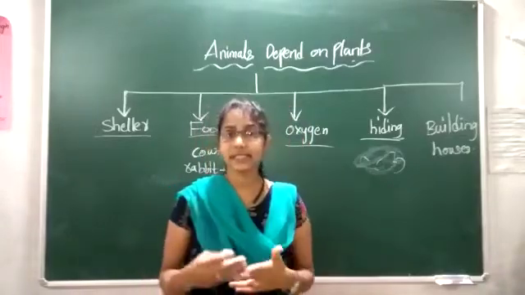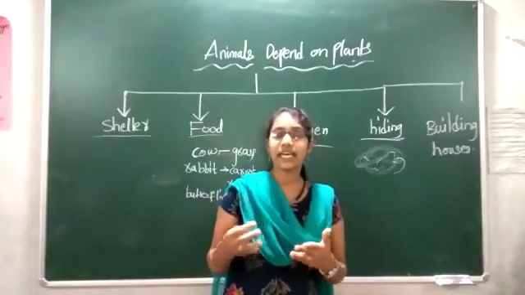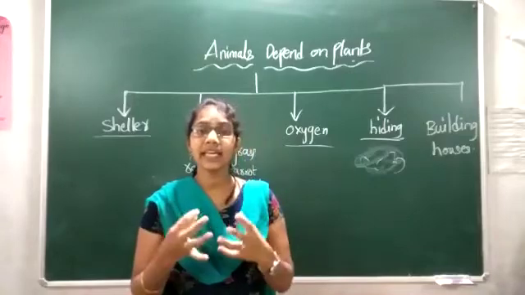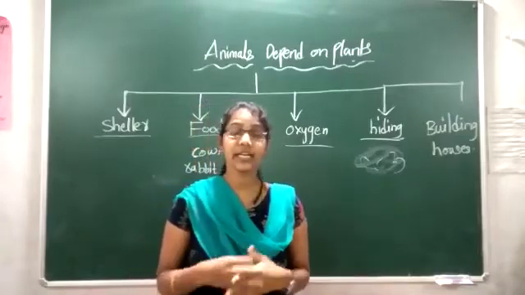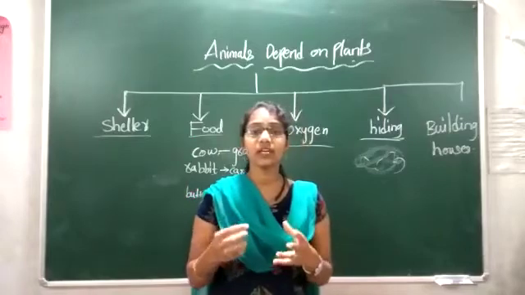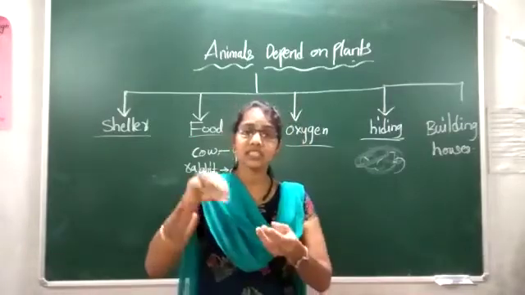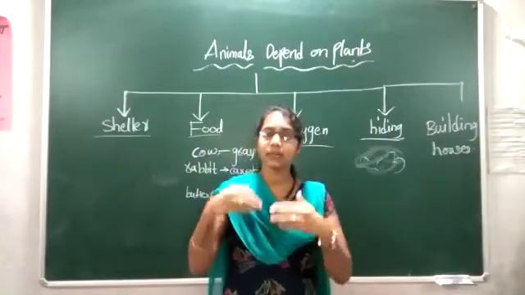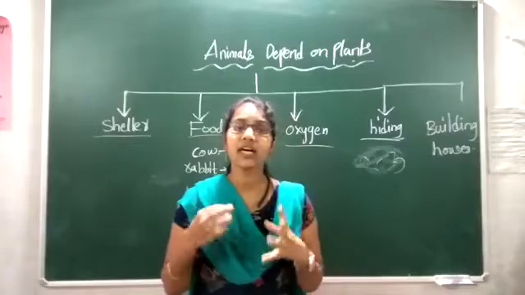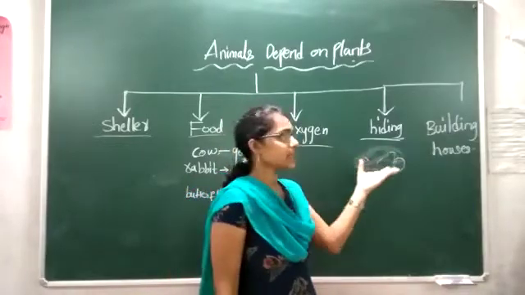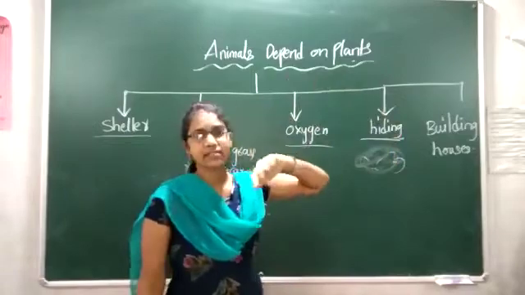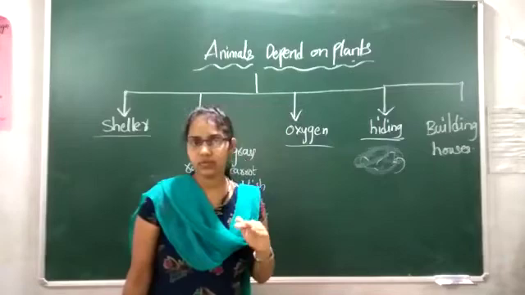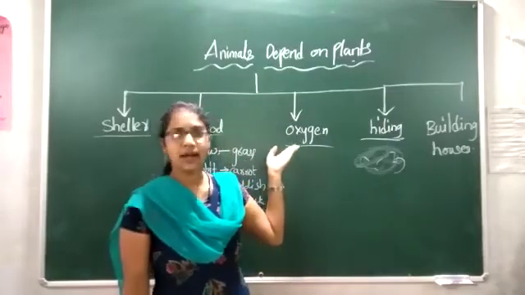So you can see the birds. They take leaves and twigs of plants to build their nest. For example, see children, the tailor bird. It will use the leaves and stitch the leaves to build its nest. So these animals build their nest with the help of the plants. For building their houses, they depend on plants.